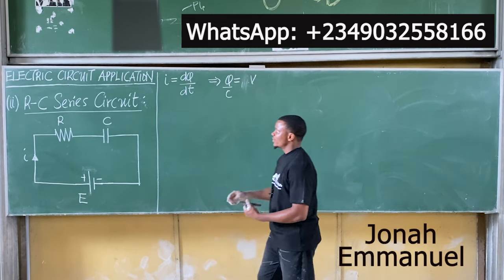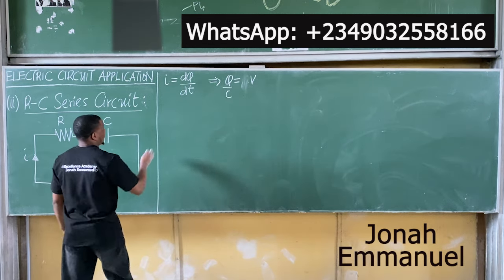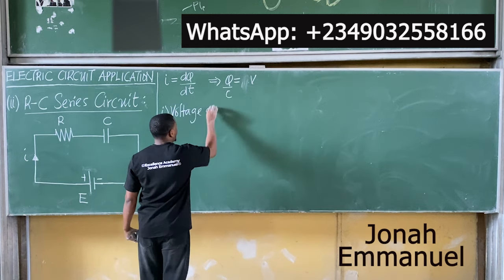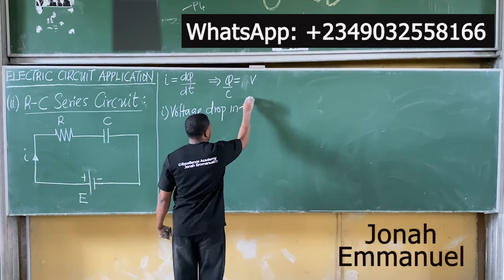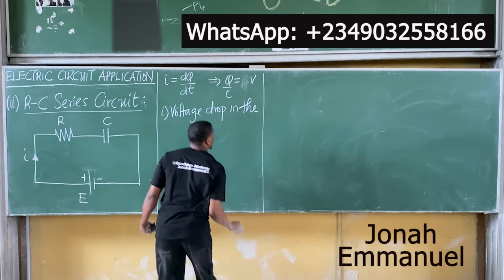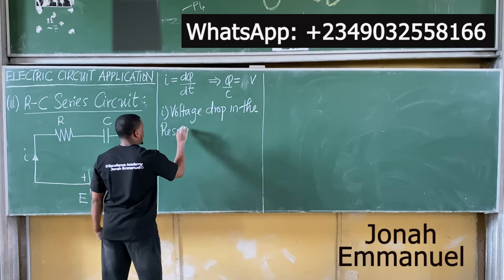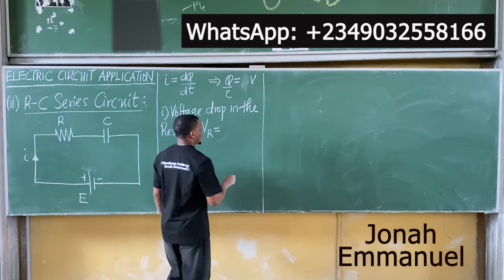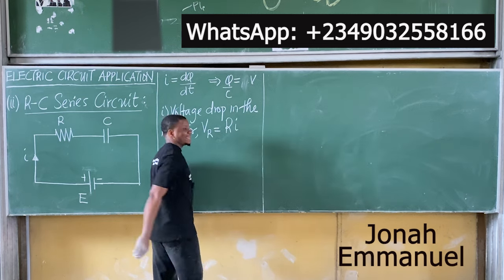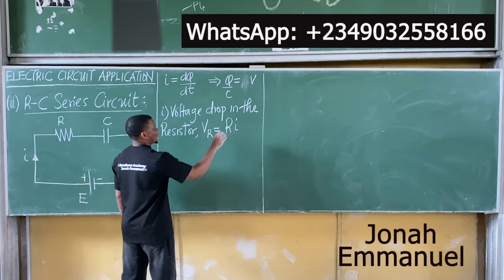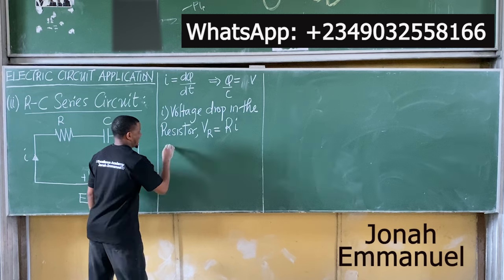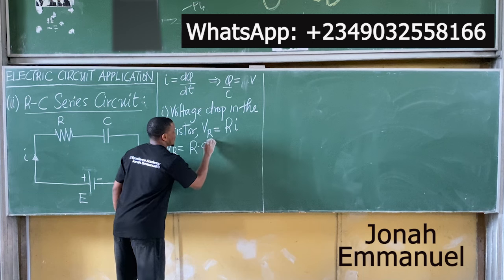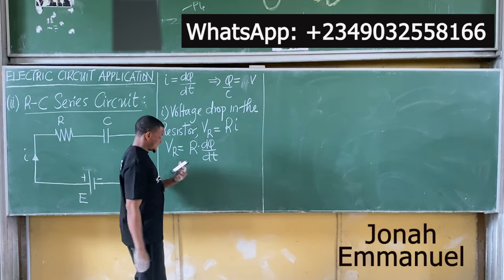So in essence, for this one, note number one: the voltage drop in the resistor, that's V of R, is equal to, from Ohm's law, R times current, as we said earlier. But in this case, I'm expressing current in terms of charges. And that means V_R is equal to R times dq over dt. That's the first thing.